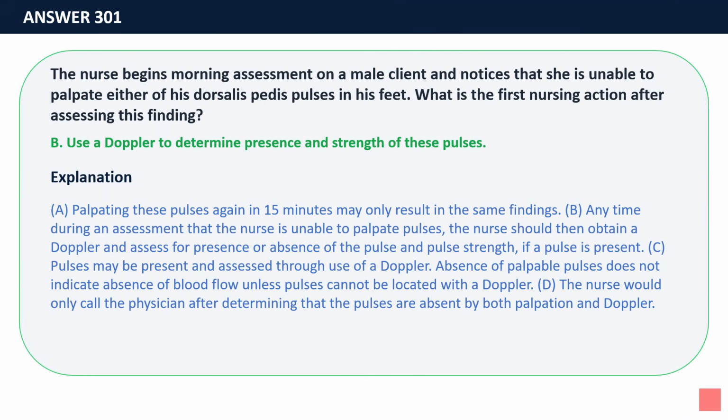Answer: B. Use a Doppler to determine presence and strength of these pulses. Explanation: A. Palpating these pulses again in 15 minutes may only result in the same findings. B. Any time during an assessment that the nurse is unable to palpate pulses, the nurse should then obtain a Doppler and assess for presence or absence of the pulse and pulse strength, if a pulse is present. C. Pulses may be present and assessed through use of a Doppler. Absence of palpable pulses does not indicate absence of blood flow unless pulses cannot be located with a Doppler. D. The nurse would only call the physician after determining that the pulses are absent by both palpation and Doppler.